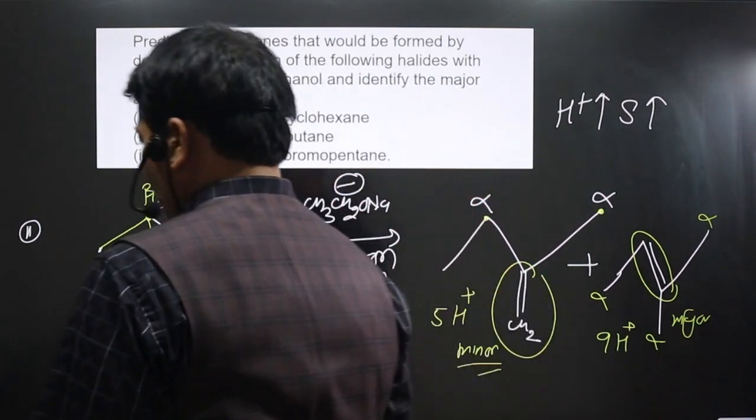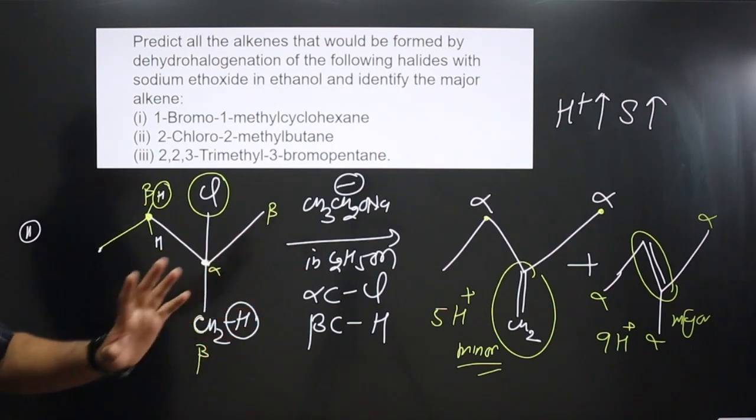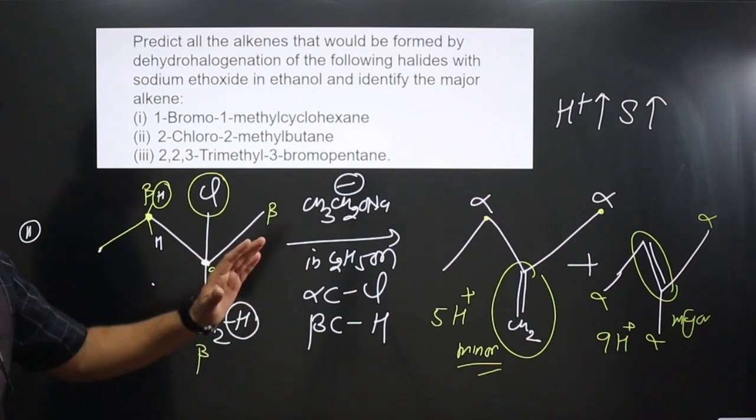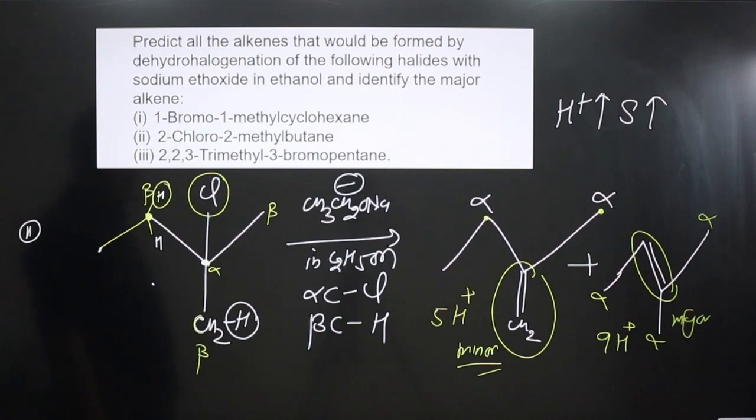So very interesting question is there. You can see we are carrying out an elimination reaction, and in an elimination reaction you can see more than one product is possible. And then the stability of the alkene is determined by using hyperconjugation. Move on to the last one.